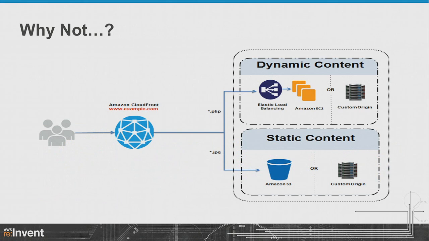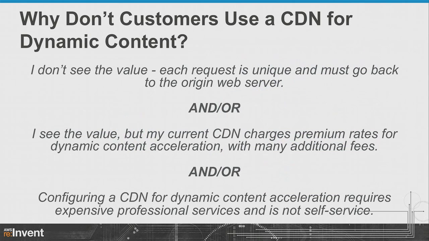So the question that we should be asking is, why wouldn't we put a CDN like CloudFront both in front of your dynamic and your static pages? And when we propose this to many of our customers, we actually get 3 distinct answers. Why don't customers use a CDN for dynamic content? And by far, the largest reason why customers don't use a CDN for dynamic content is because they're not sure what the value of a CDN is, okay?